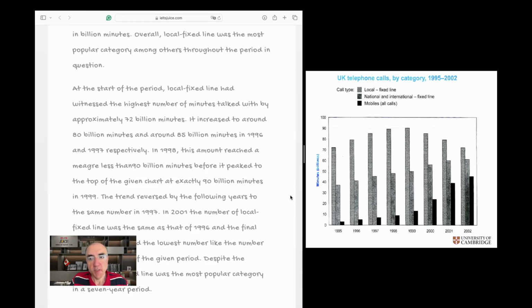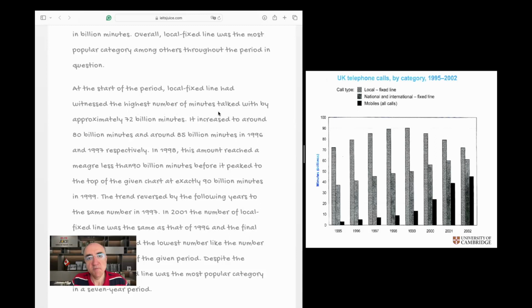At the start of the period here, local fixed line had witnessed the highest number of minutes. Had witnessed means it witnessed things before 1995. It's past perfect. It's something that happened before something else. We don't have that information. This grammar is confusing. And this is also, sadly, another factual mistake. We don't have access to any information before 1995.